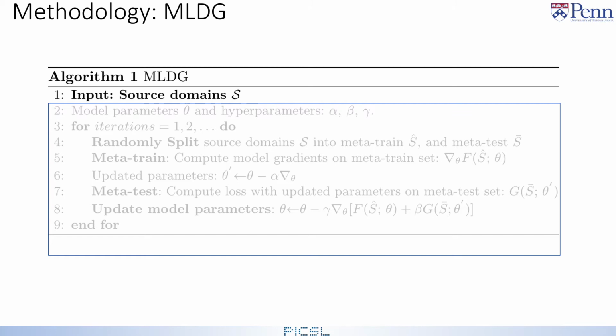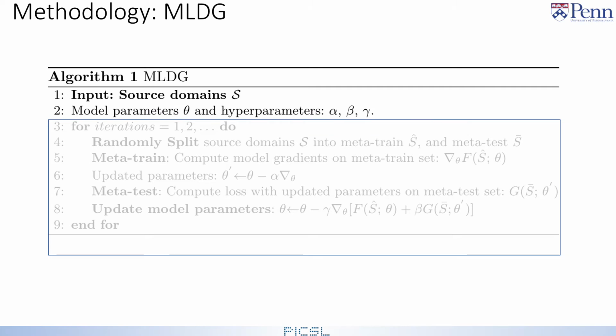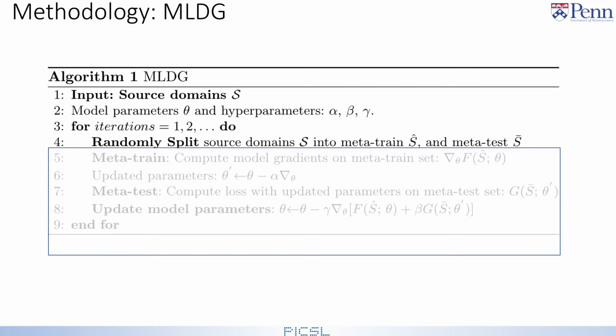Here we briefly describe the algorithm. Consider a set of source domains S. The MLDG method is supposed to learn a single set of model parameter theta with the help of two optimization steps. There are three hyperparameters alpha, beta, and gamma. At every iteration, the set of images in the source domains, here D1, D2, and D3, are randomly split into a meta-train, for example, consisting of images from D1 and D2 set, and meta-test with the set D3.